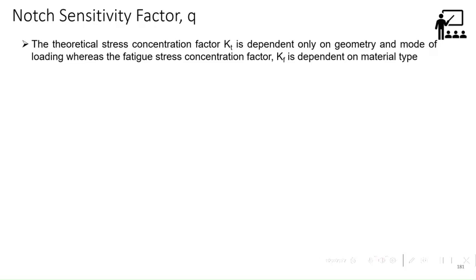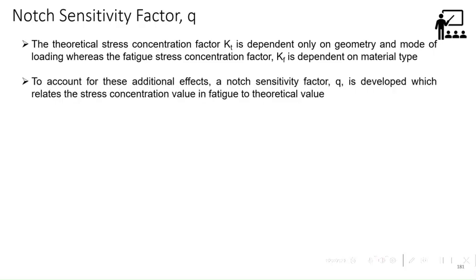There is a term to connect them, because Kt is readily available from Peterson or by doing FEM, but Kf is not easy to assess or determine. So there comes the q, which is defined as (Kf minus 1) divided by (Kt minus 1). For shear stress, the formula remains the same, only it is replaced with shear stress. Now Kt is known, you can find things out.